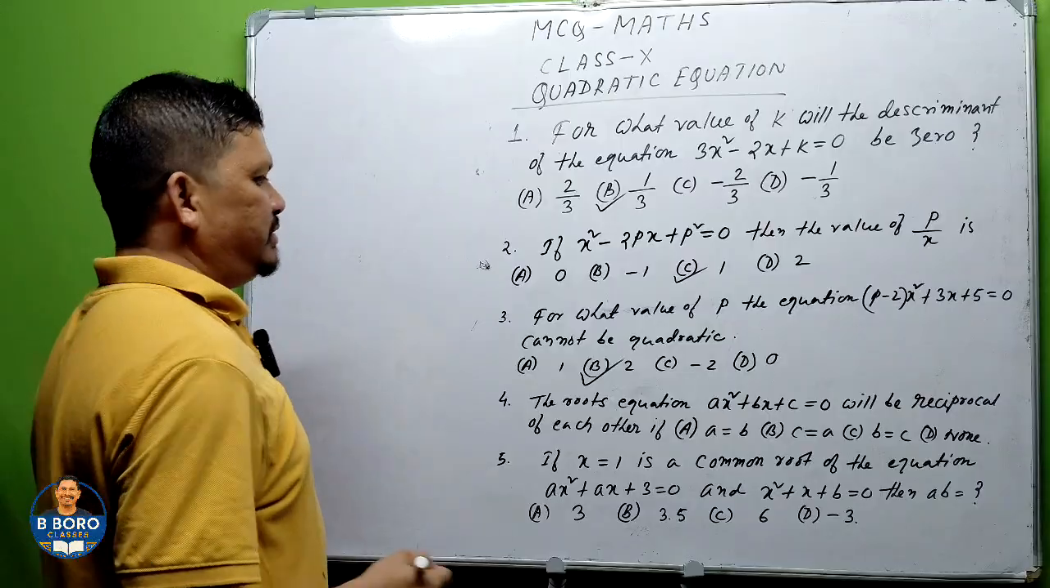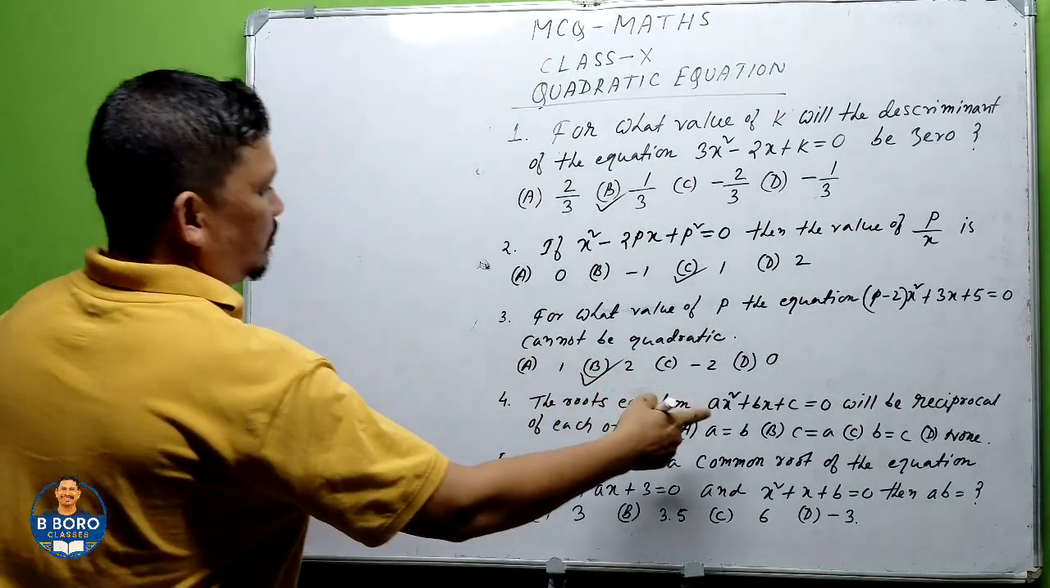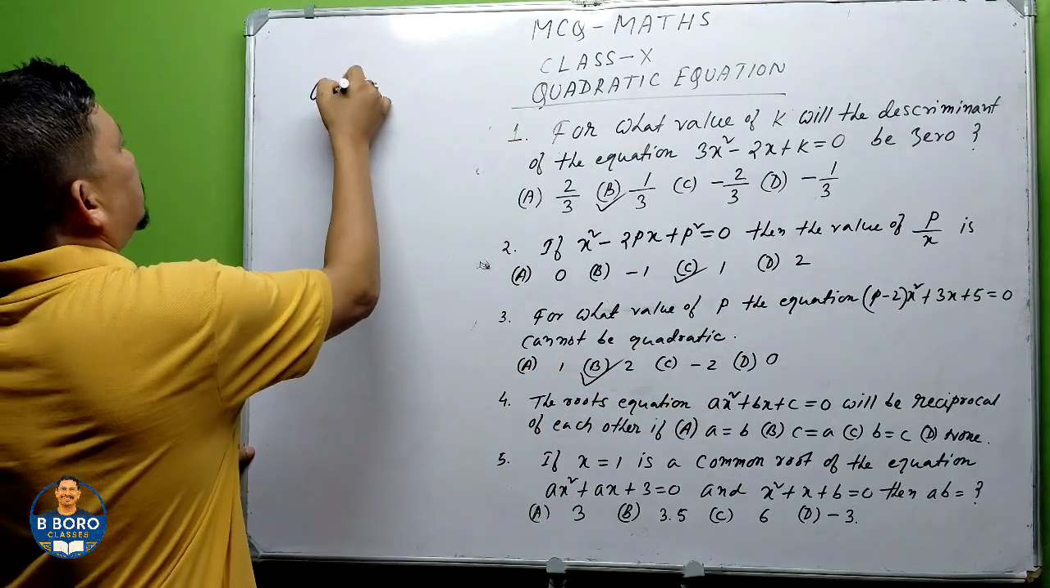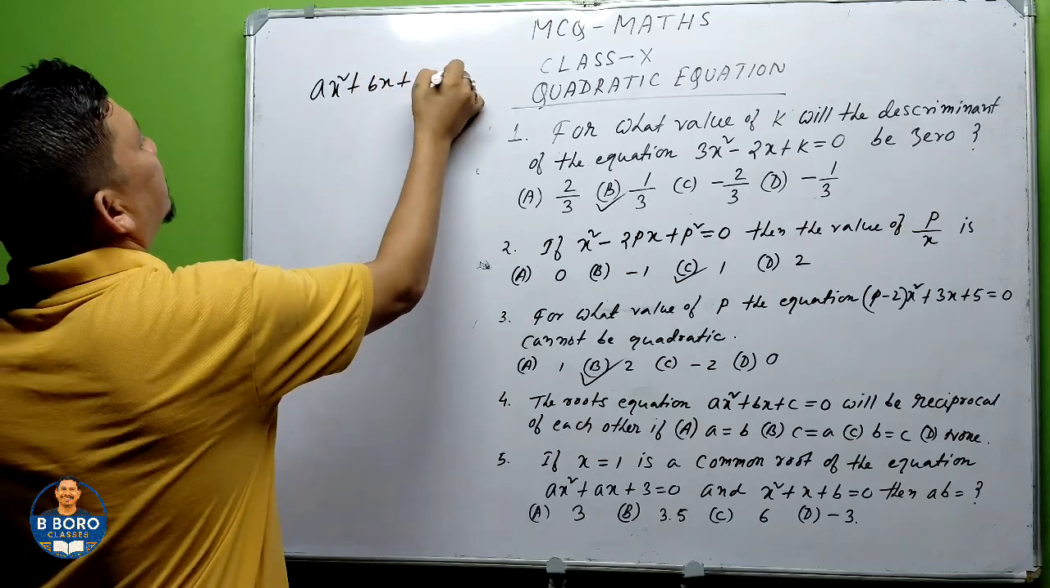So reciprocal means, we are given a quadratic equation, ax square plus bx plus c equal to 0.